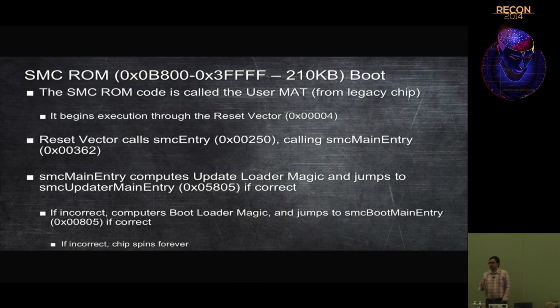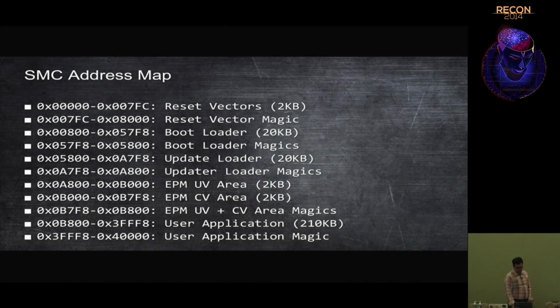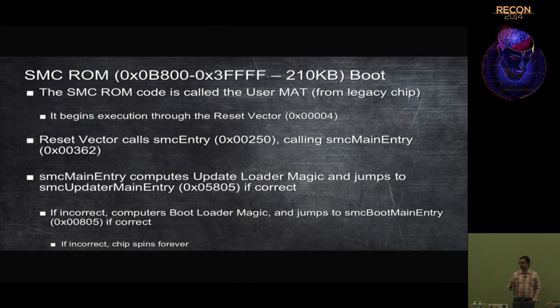There's a reset vector at offset 4. So offset 4 in this previous address map, that's where you've got a reset vector, and that's a branch instruction, which in the firmware jumps to address 250. So address 250 is still in that reset vector area. Address 350 will then call another function at 362, which is actually your main. The main will then compute a magic value associated with the update loader. And if the magic value that it computed matches the magic value that's stored in the actual ROM, then it's going to boot the updater at 5805, so offset 5 in the updater. And then the updater will eventually boot up the application code.